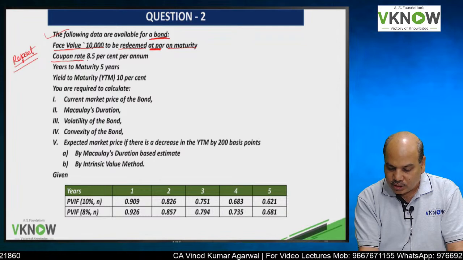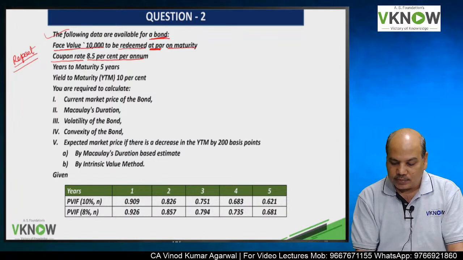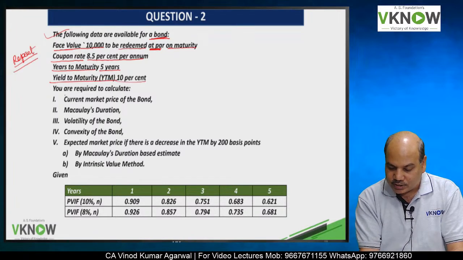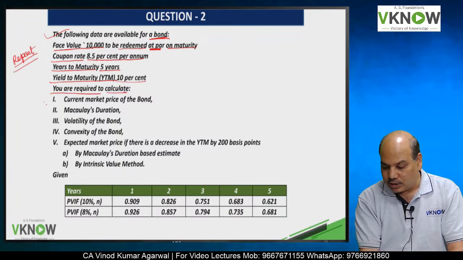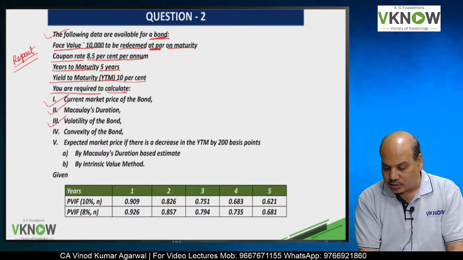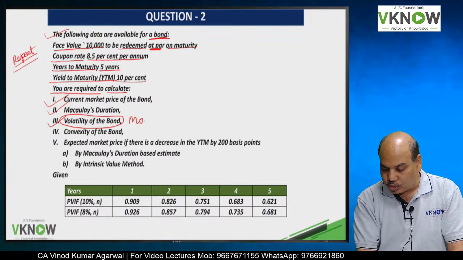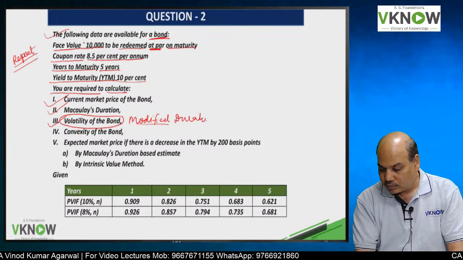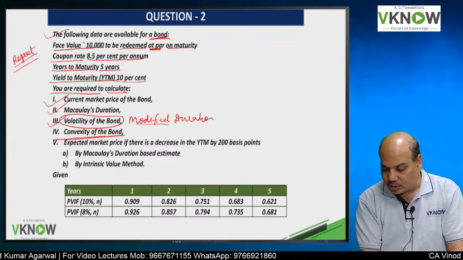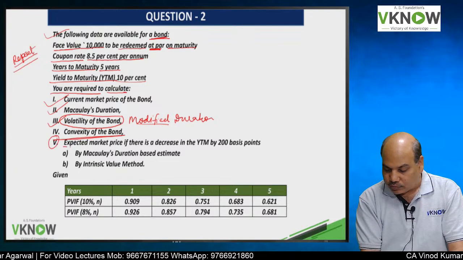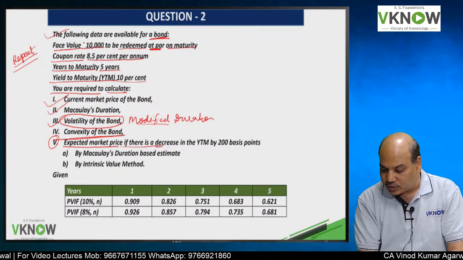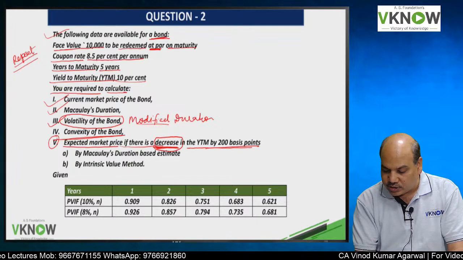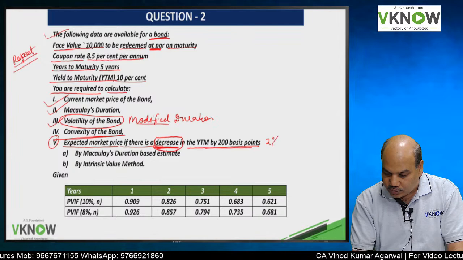Coupon rate 8.5% per annum. Years to maturity 5 years. Yield to maturity 10%. You are required to calculate current price, duration, volatility. So volatility is modified duration. Then convexity of the bond, and question number 5, expected market price if there was an underlying decrease in the YTM by 200 basis points. 200 basis points means 2%.